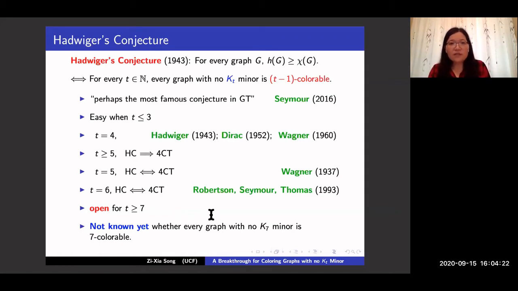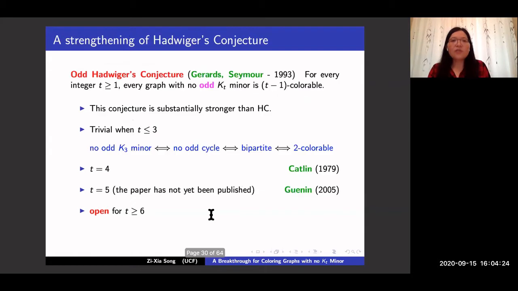So let me tell you what is a strengthening of Hadwiger's conjecture. Jørgensen and Seymour in 1993 conjectured that every graph with no odd K_t minor is (t-1)-colorable. You can see from the definition of odd minor that this conjecture is substantially stronger than Hadwiger's conjecture. But still it's trivial when t is at most 3. You can see the proof here.